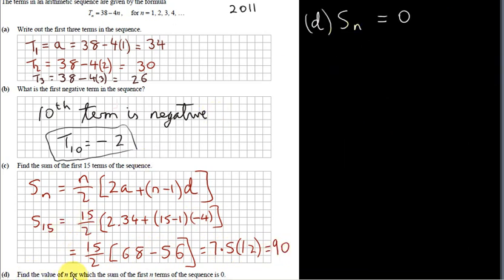In part D, we want to find the value of n for which the sum of the first n terms of the sequence is 0. So in other words, we want to put Sn equal to 0. So we want to put this here equal to 0 and find n.